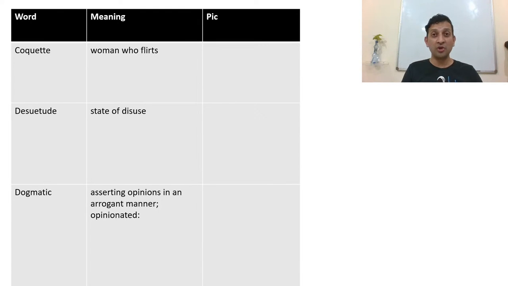Dogmatic. Somebody is dogmatic when their opinions or what they say is not based on facts but based on their own opinions, and they say it very assertively, very arrogantly. They won't even listen to your point of view. Such guys are called dogmatic people. Understood? Now the stupid ways of remembering this.